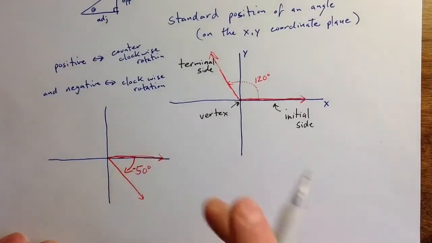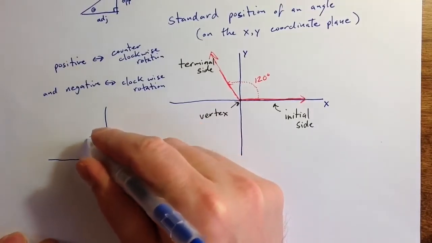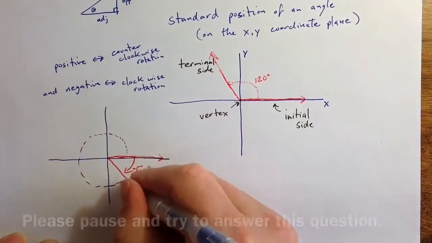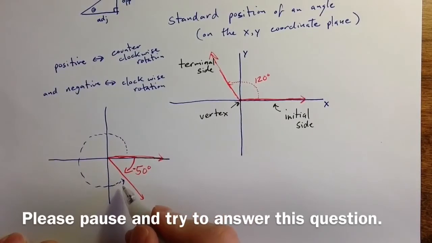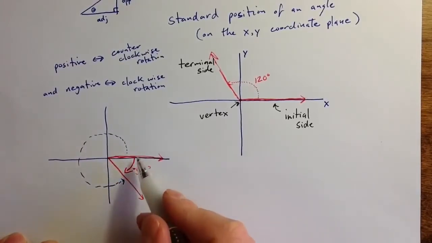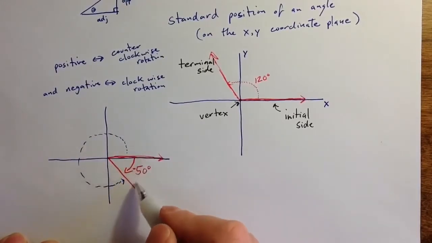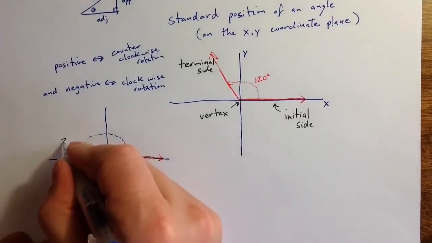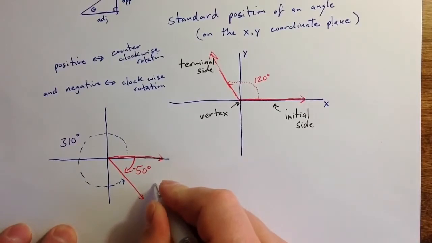That terminal side would be the same. We'd end up at the same place if I went in a positive direction. How far? How far would we have to go in a counterclockwise direction to get to that same position? Well, I hope you're familiar with the idea that a full circle is 360 degrees. So to get almost the full way around, but we're missing the last 50 degrees, that means we went 310 degrees.